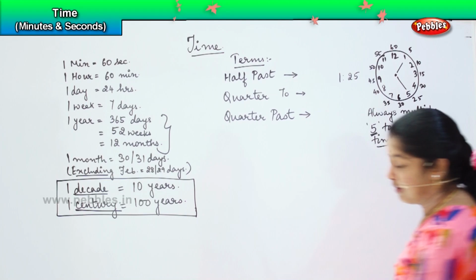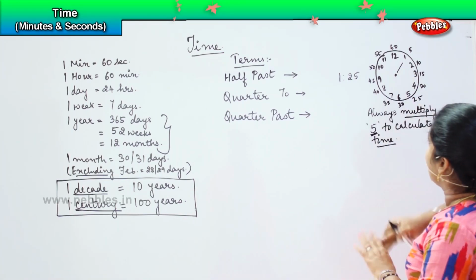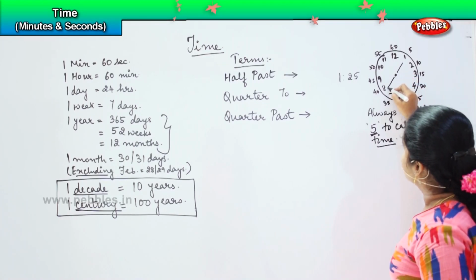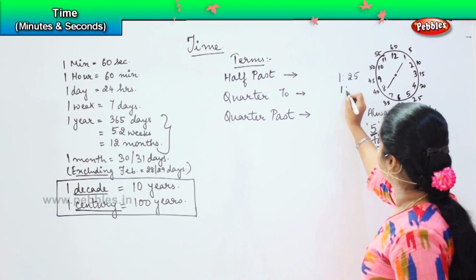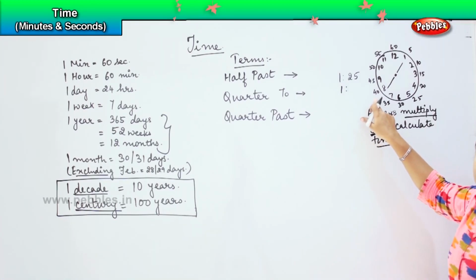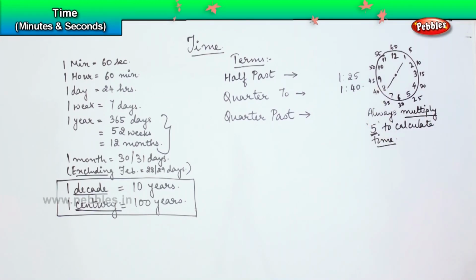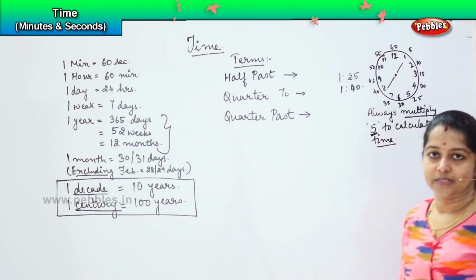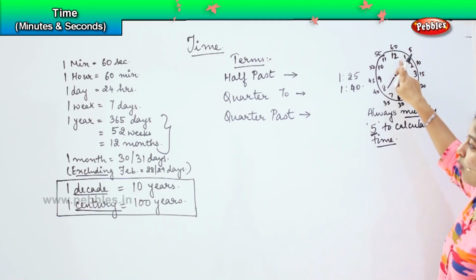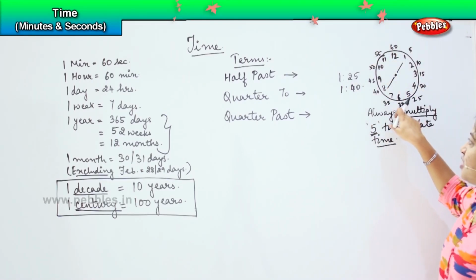right? Now, the same thing, say for example, if I move my minute needle to 8. So, how will you say the time? 1 and then the value of 8 here is said as 40. So, it becomes 1:40. Okay? So, now we will see what do you mean by half past. Now, we know that 1 hour is equal to 60 minutes, right? So, the half of 60 is how much, children?